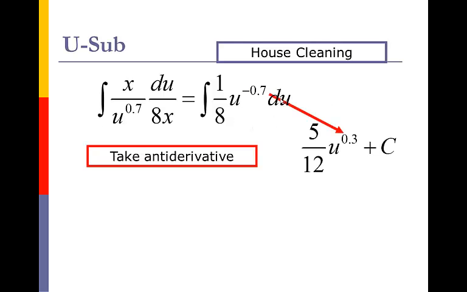And so now we're ready to take the antiderivative. We're just doing power rule here. We're adding 1 to the power and then dividing by that new power. And so what I've got here is adding 1 here would make a power 0.3. Take 1 over 8 and divide that by 0.3. Remember, 0.3 is the same thing as 3 over 10. Flip it, multiply, and so that's where I'm getting this 5/12ths.